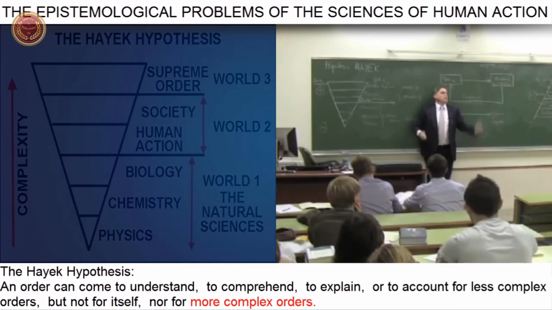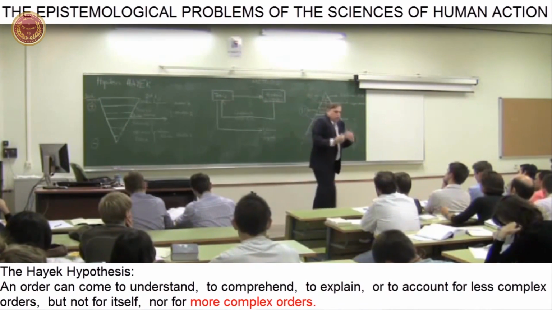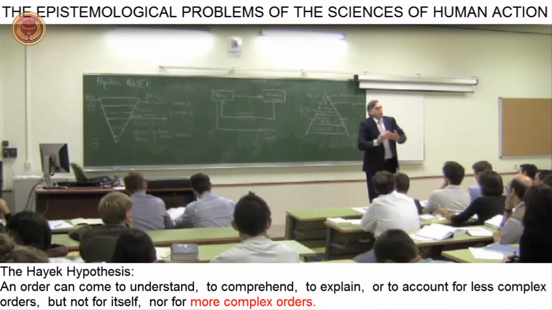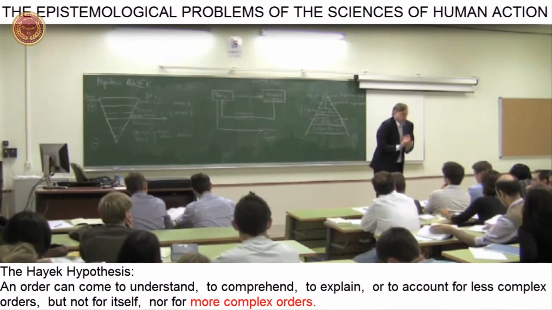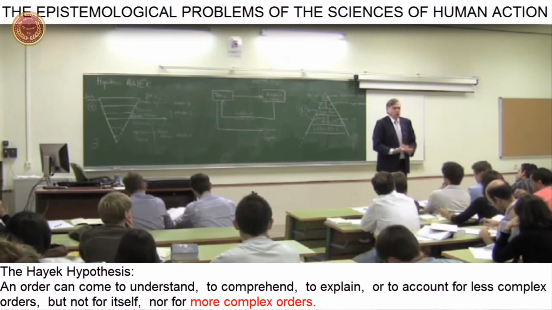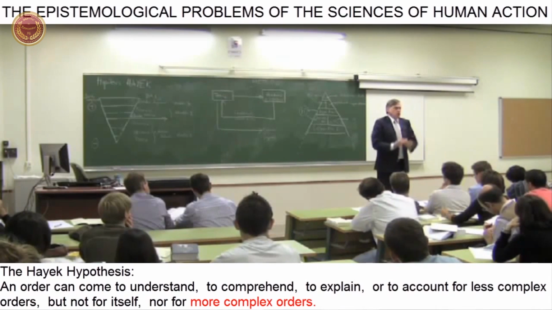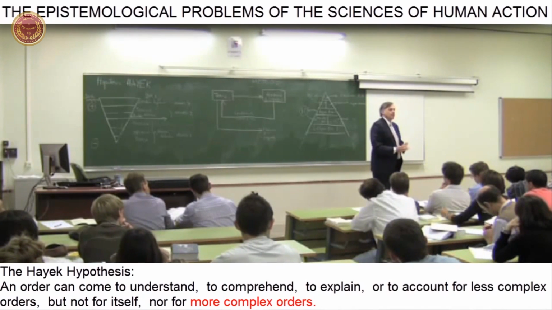A true scientist should be modest and leave open the possibility. He or she should say, well, I recognize my limitations, and that according to this Hayekian hypothesis, I can't understand anything more complex than my own mind. But I allow for the possible existence of orders or phenomena which have a higher degree of complexity and are beyond my understanding.